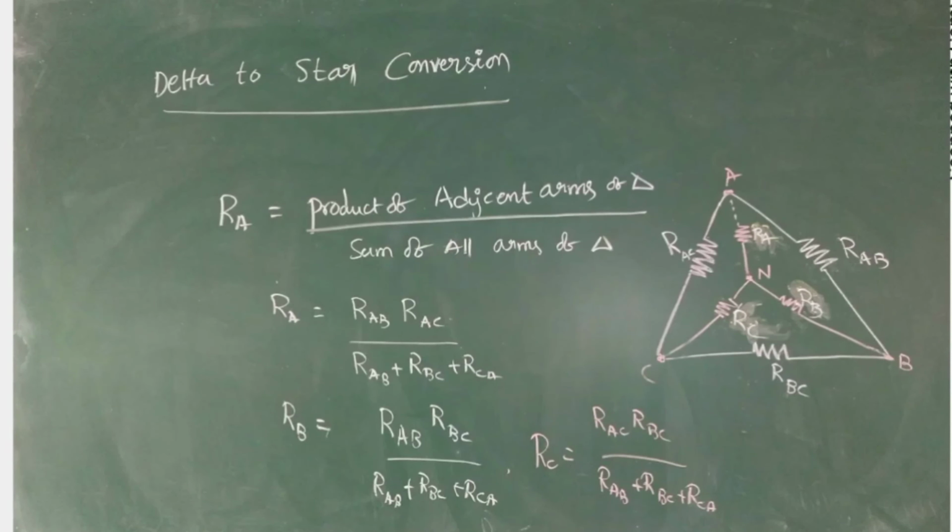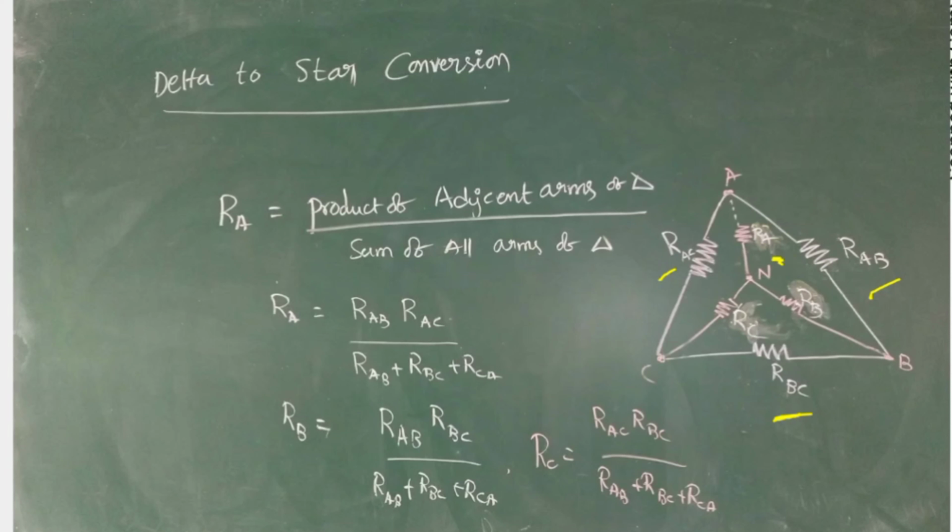How to convert delta to star or star to delta? If three resistances RAB, RBC and RAC are connected in delta, these are three resistances connected in delta because dissimilar ends are joined together. Now, how to calculate the unknown star resistance RA?